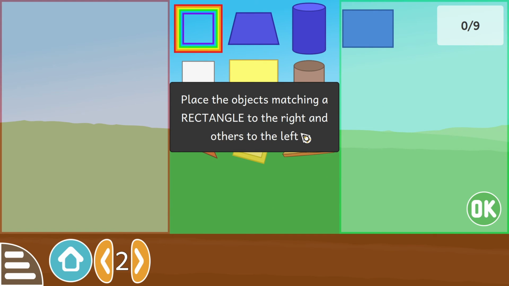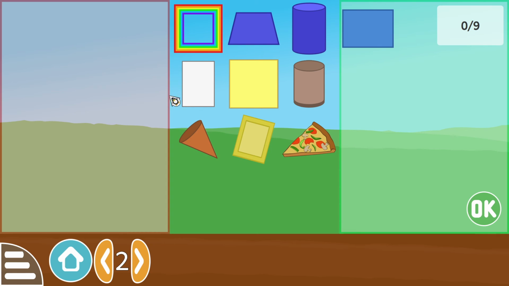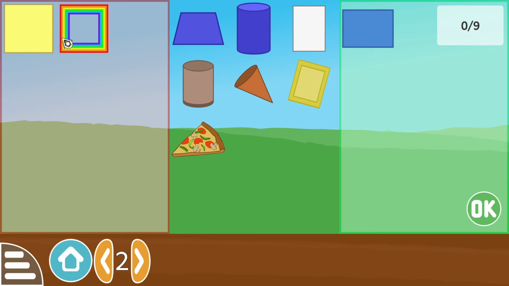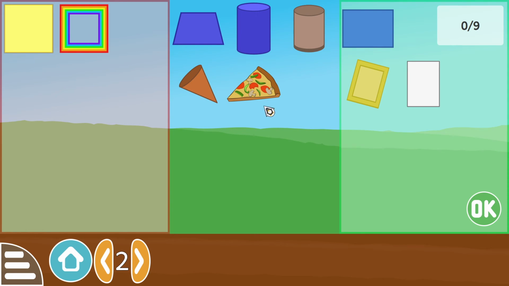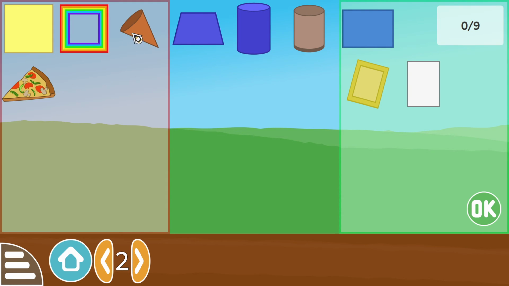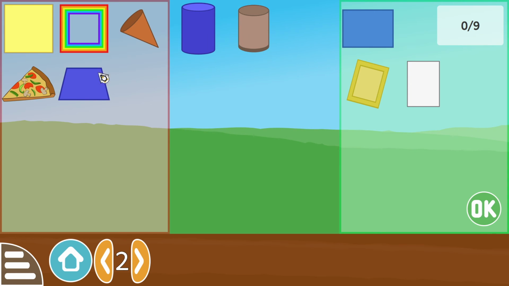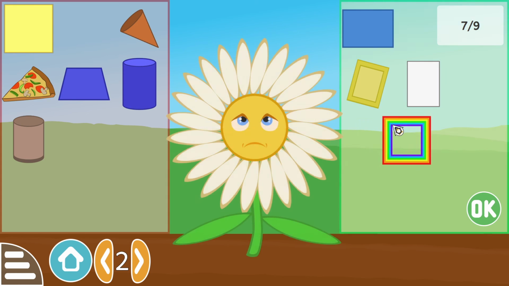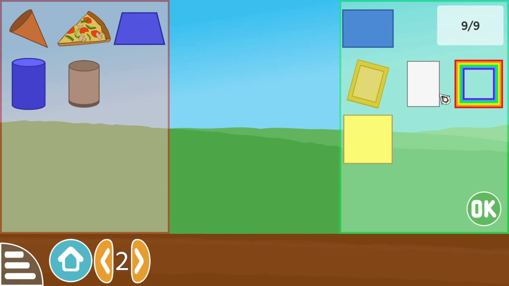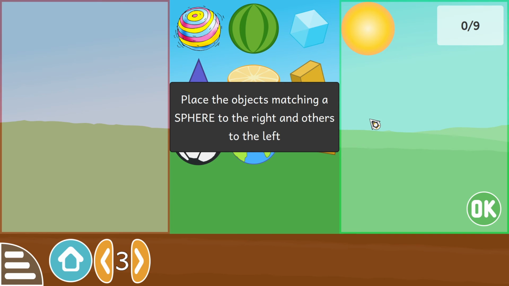Placing the rectangles to the right and the others to the left. So a rectangle is a square, but one side's longer than the other, so it's still got 4 points. So I'm going to take those as they're squares and not rectangles. It might. Maybe a rectangle includes a square. We'll find out. But cone, pizza, I think that's a trapezoid, and then 2 cylinders. They're certainly not squares. So, okay. So rectangles. So I'll move those others across, and it looks like it's counting rectangles as squares.